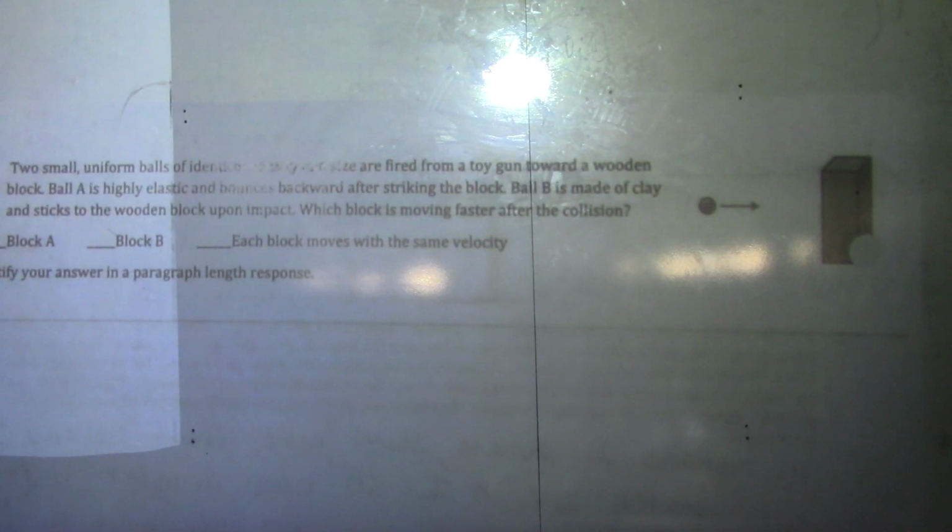Alright, we've got two small balls, identical density and size, that means they're the same mass, fired from a toy gun towards a wooden block. Ball A is elastic and is going to bounce back. It just means it's like a bouncy ball. It's going to bounce backwards after striking. Ball B is made of clay and sticks to the wooden block upon impact, which is moving faster.